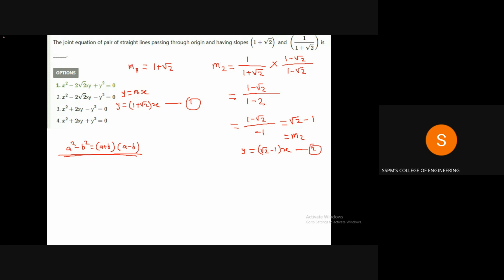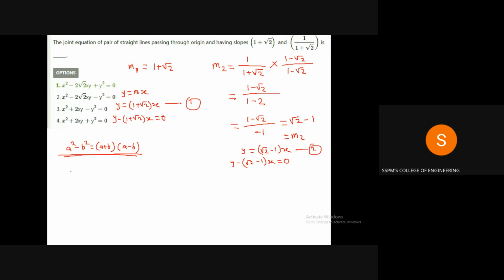So now again we have to find the joint equation of the pair of straight lines. How to find the joint equation? We just multiply these equations. We will first write them in standard form. So y minus (1 plus root 2)x is equal to 0. Just take this term on the left hand side. Also here, y minus (root 2 minus 1)x is equal to 0.